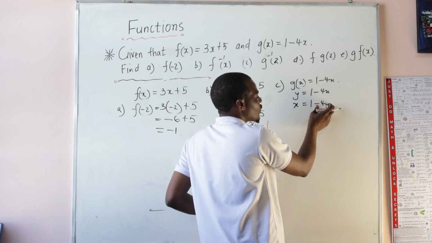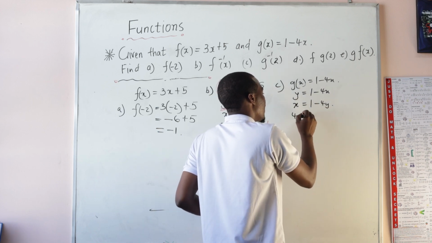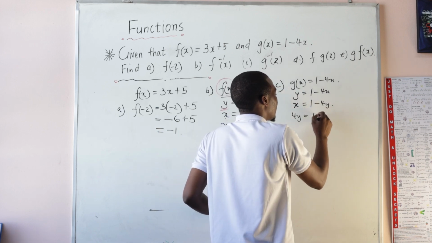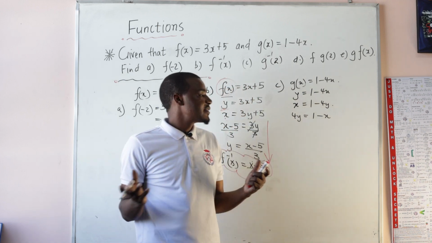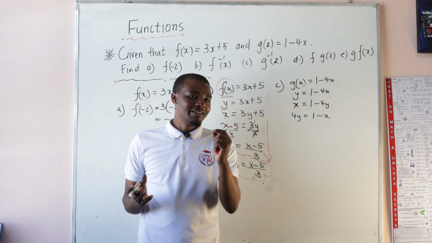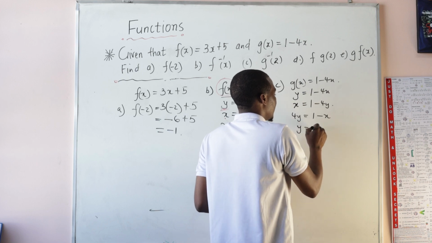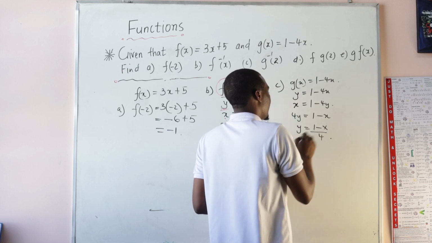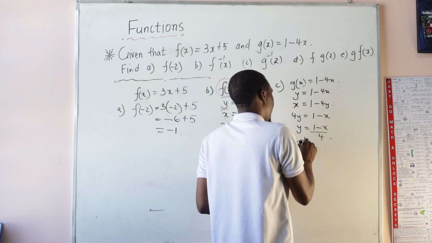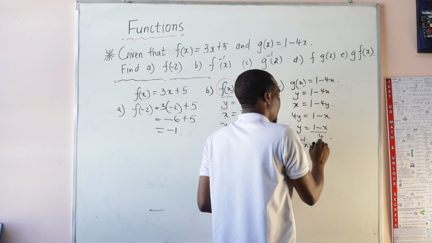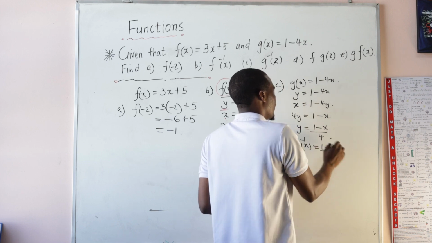So we can take minus 4y to this side, it becomes positive 4y. We can take x to this side, 1 minus x. The next move, let's divide both sides by 4. If you do that, y is equivalent to 1 minus x all over 4. Therefore, that's the function of the inverse of g of x, which is 1 minus x all over 4.